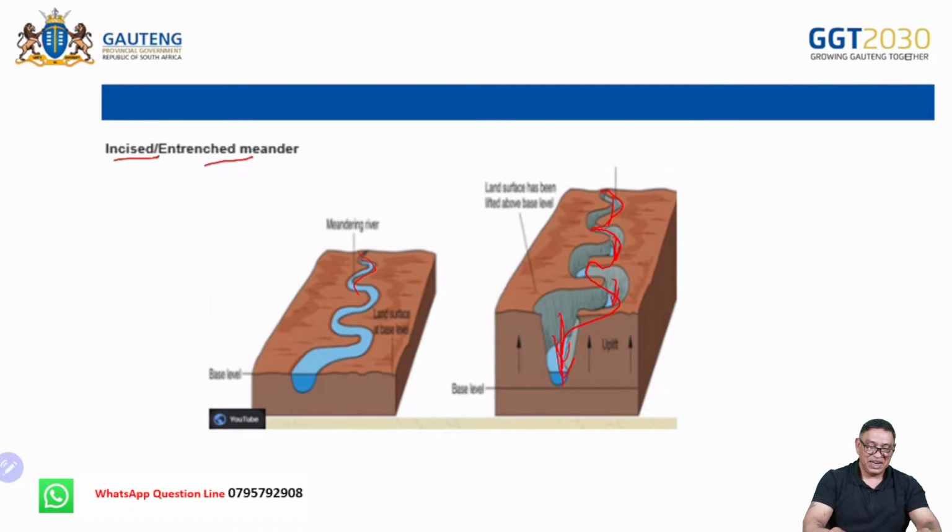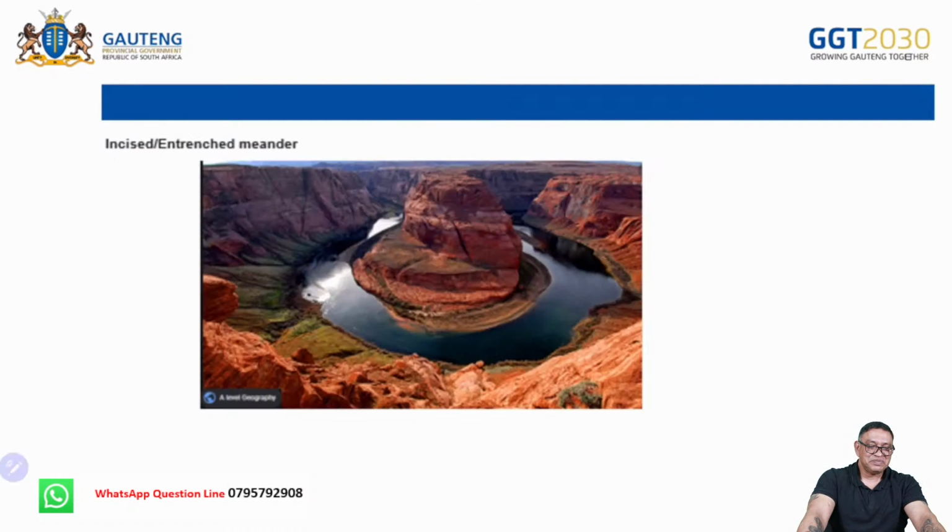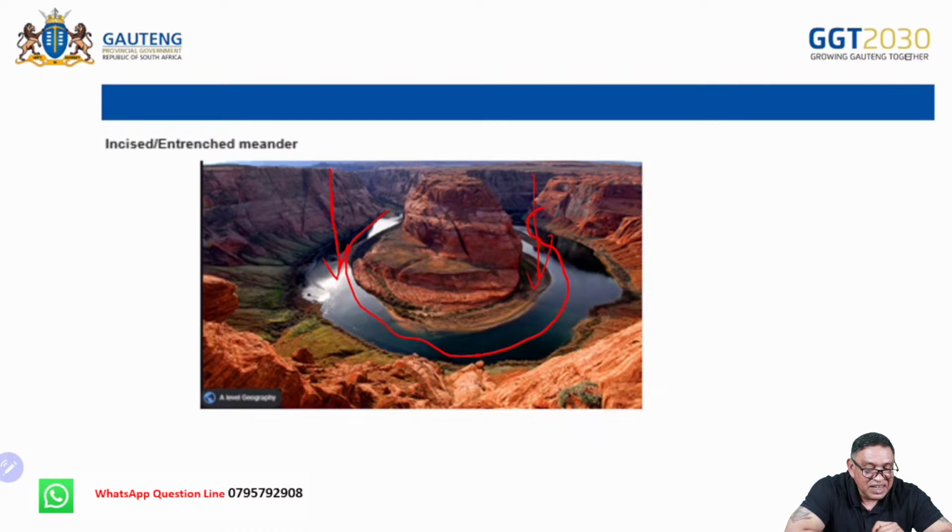That is why we call it an incised meander. Okay. Let's look at the description. Oh, I wanted to show you this picture. I laughed so much when I actually got it. Can you see how deep it is cut in, this meander? That was the extent. It's cut around, incised, entrenched meanders.